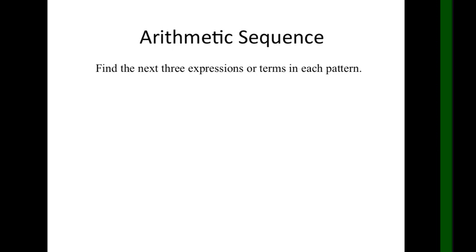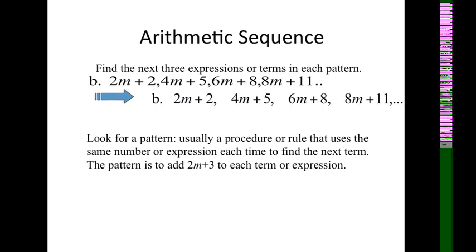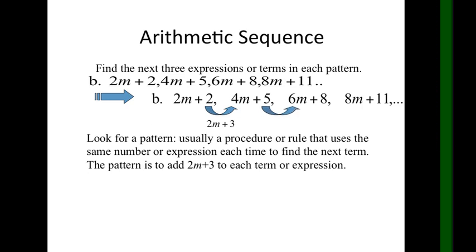Arithmetic sequence. Find the next three expressions or terms in each pattern. We have 2m plus 2, 4m plus 5, 6m plus 8, and 8m plus 11. So, the pattern is to add 2m plus 3 to each term or expression. So, we have 2m plus 2 plus 2m plus 3 is 4m plus 5. 4m plus 5 plus 2m plus 3 is 6m plus 8. 6m plus 8 plus 2m plus 3 is 8m plus 11.